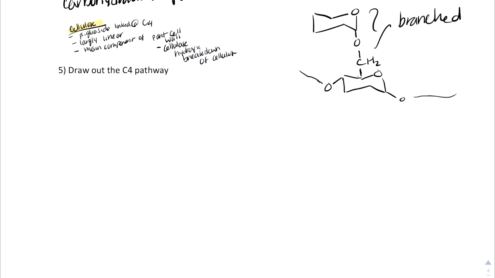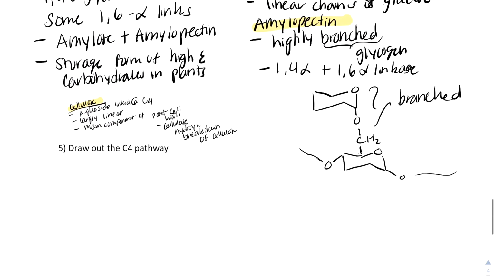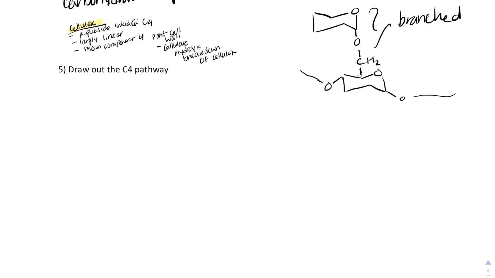Okay, so let's look at the C4 pathway. The C4 pathway of tropical plants allows for more efficient photosynthesis by concentrating CO2. Unlike the Calvin cycle, because oxygenase activity of rubisco increases more rapidly than the carboxylase activity at higher temperatures, some plants concentrate CO2 in photosynthetic cells to reduce photorespiration.